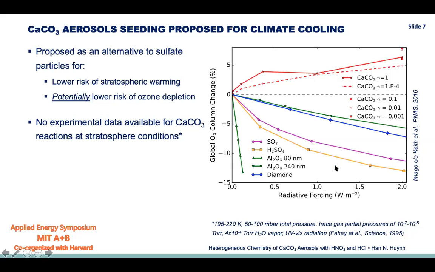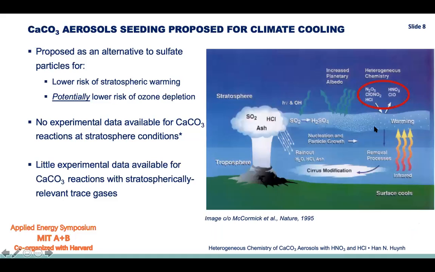The study modeled a range of gas uptake coefficients, or gamma, on calcite aerosols, since close to none is known about its heterogeneous chemistry in the stratosphere. Moreover, little is known about calcite reactions with stratospherically relevant gases, such as N2O5, HNO3, and HCl, even at room temperature. These gases are important in the stratosphere since they are reservoir species that directly affect ozone catalytic loss cycles.